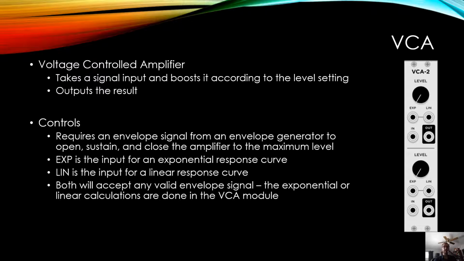For controls, it requires an envelope signal from an envelope generator to open, decay, sustain, and close the amplifier. There are two inputs for those envelopes. You have EXP, which is an exponential response curve, which will sound a little bit closer to how humans actually hear things. Lin is a linear response curve, which is very, very useful for a lot of situations. Both will accept any valid envelope signal, and all of the calculations are done in the module itself. Also note that you have two voltage-controlled amplifiers in one module. There's one on top and one on bottom.